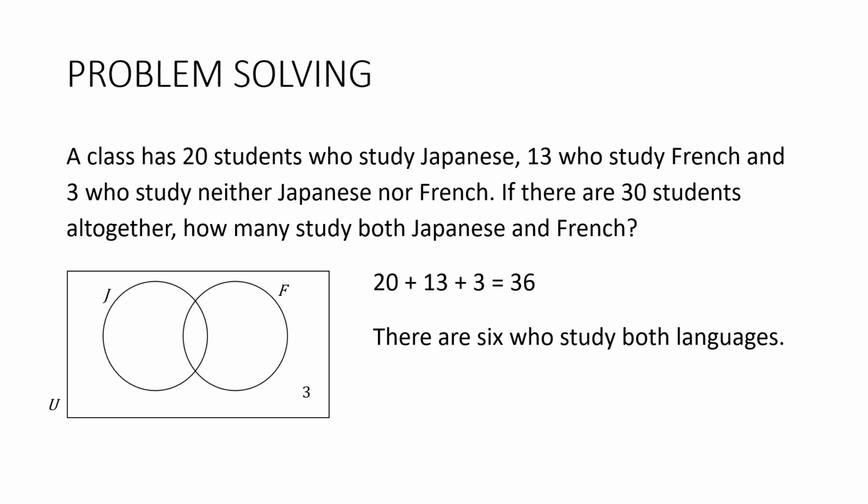But let's fill in the Venn diagram anyway. So 6 goes in here. Now we know there are 20 students who study Japanese, so that means 14 study only Japanese. There are 13 who study French, and so there are 7 who study only French. And a quick check at the end. 14 and 6 is 20, 7 and 6 and 3 is 30, so we're correct.